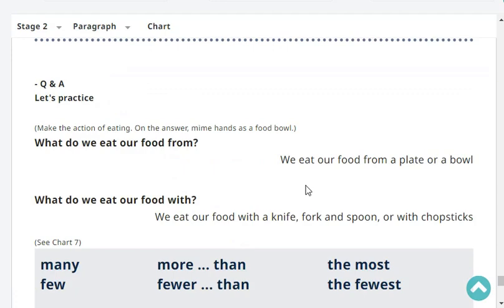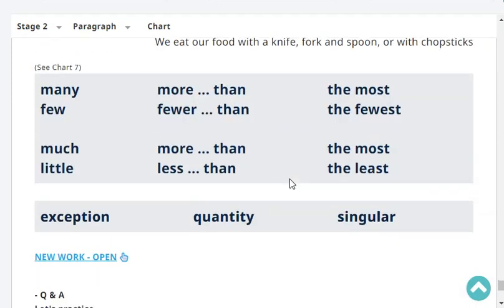Okay. What do we eat our food from? We eat our food from a plate or a bowl. Very good. What do we eat our food with? We eat our food with a knife and fork, a spoon, or with chopsticks. Always chopsticks. Very good.